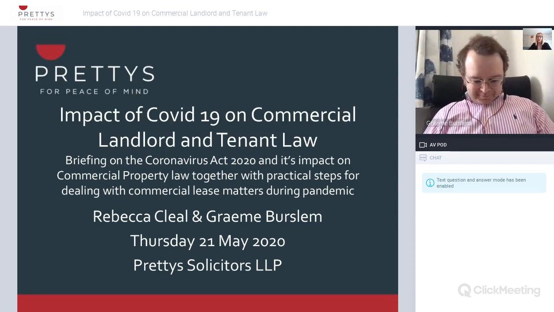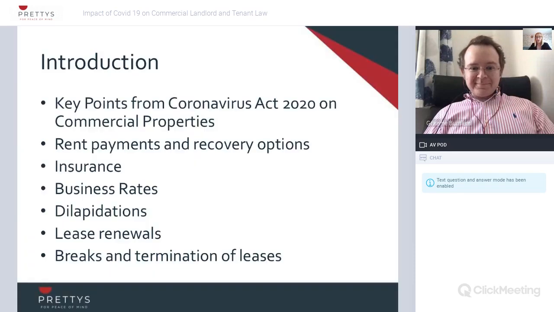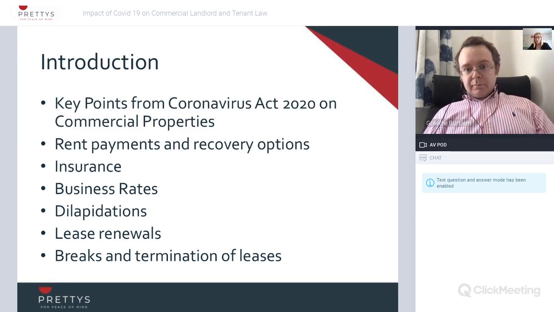So let's have a look at the areas that we're going to cover today. We've broken it down into these areas. The first section I'm going to do will cover key points from the Coronavirus Act 2020 on commercial properties. Graeme is then going to pick up the alternative options for landlords where perhaps the rent hasn't been forthcoming. We've tried to be a bit creative and come up with some alternative solutions for rent payments and recovery options, and to give you a bit of briefing on where those different methods are at the moment.